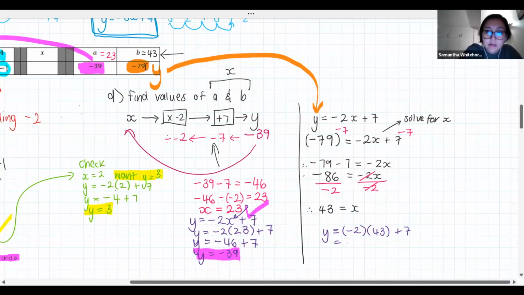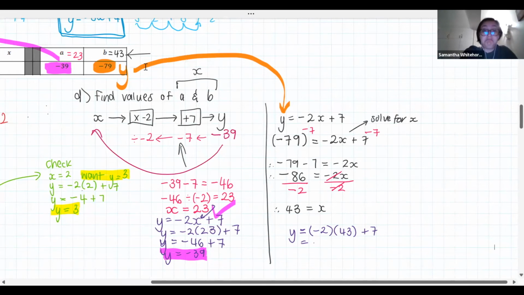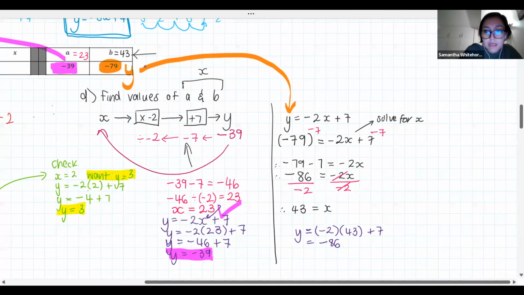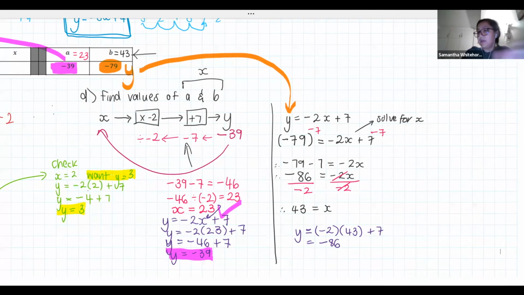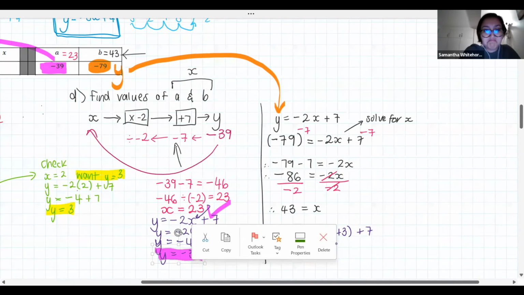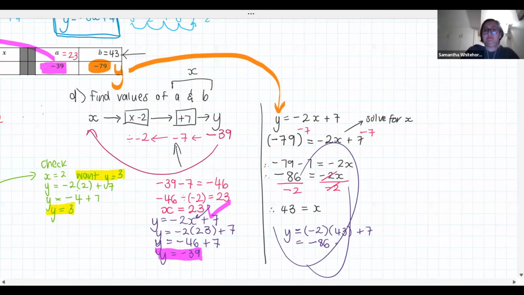We'll get there in the end. I don't know. Okay, -86 plus 7. Oh, come on. No one's fighting with you. We are getting there. We can still see it though.